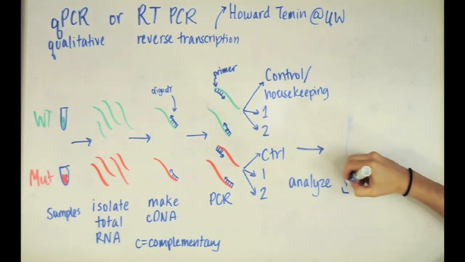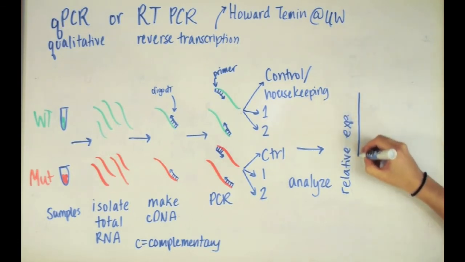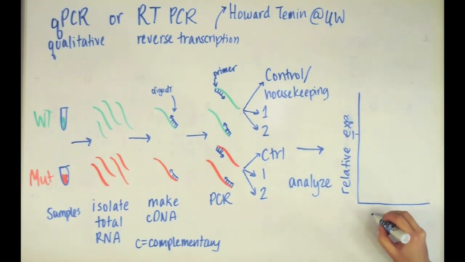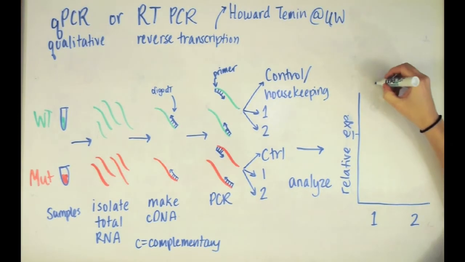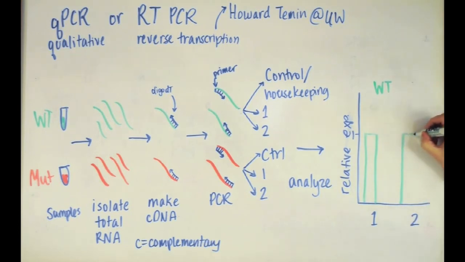After analysis, the result will be a bar graph with relative expression on the y-axis and genes 1 and 2 on the x-axis. Since we normalize to the wild-type sample for both our genes of interest, we can use the same scale for both genes, where wild-type is set to 1. Now, what's the expression of genes 1 and 2 in our mutant sample?